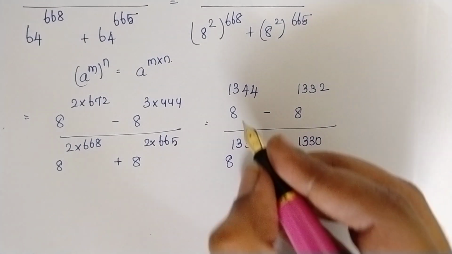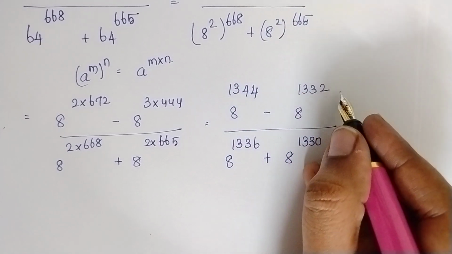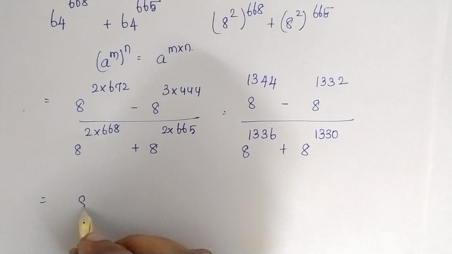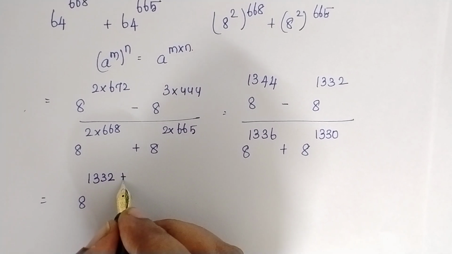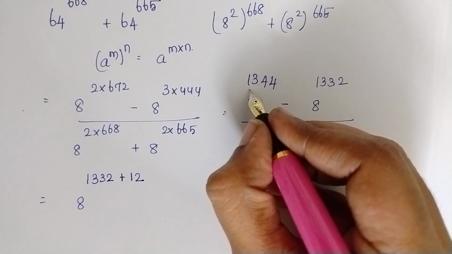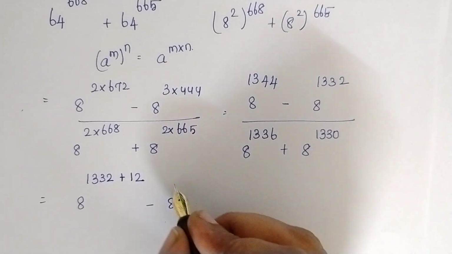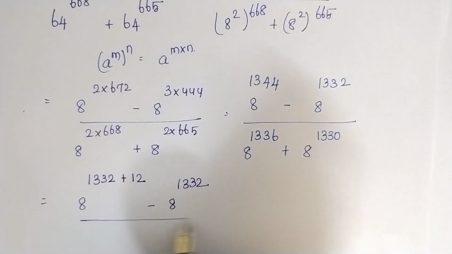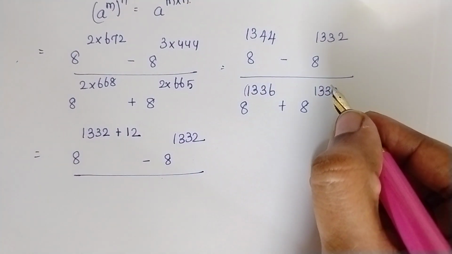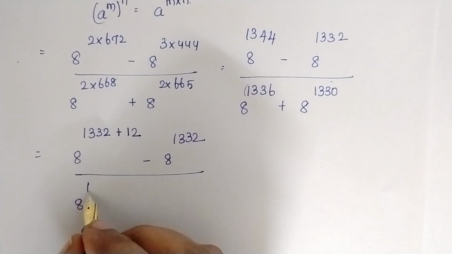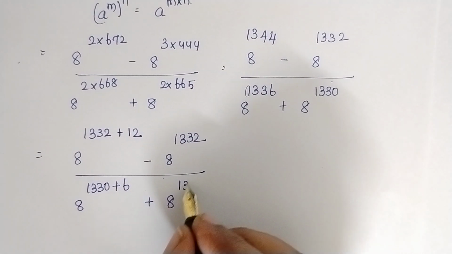Okay, so now if you see here, I am going to write this in the form of 1332. So how can we write like this? So let's do 1332 plus 12, then it will give 1344. So just repeat and write. So here also what we have is 1332. Similarly do the same thing for the denominator also. Therefore, write this in terms of this. Therefore 8 power 1330 plus 6, plus 8 power 1330.